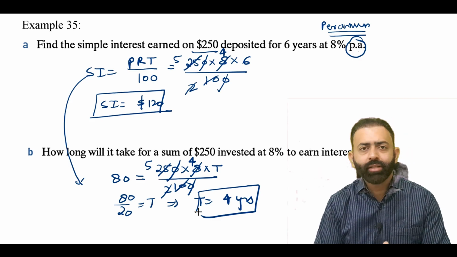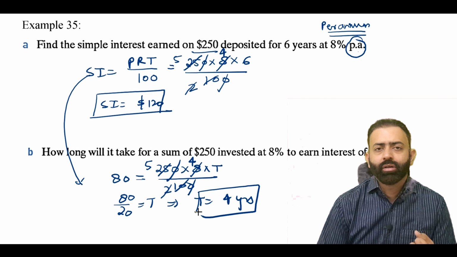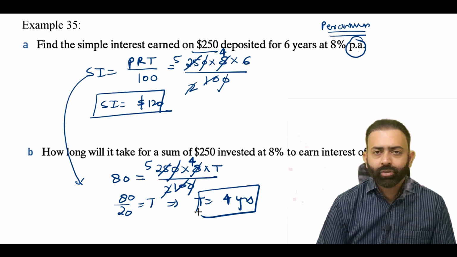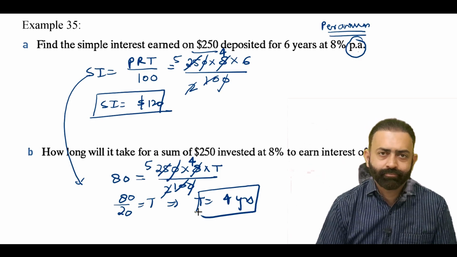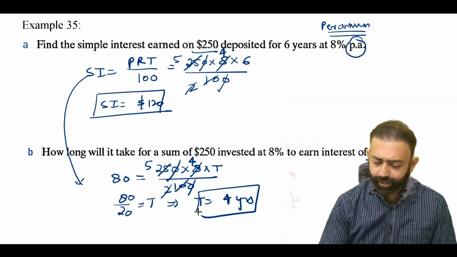And what does it mean? It's very simple. For 4 years, if you have deposited $250 and you are getting 8% interest, you will get $80 as your total interest after 4 years. Okay, $20 for each year. Fine, let us move to the next question.